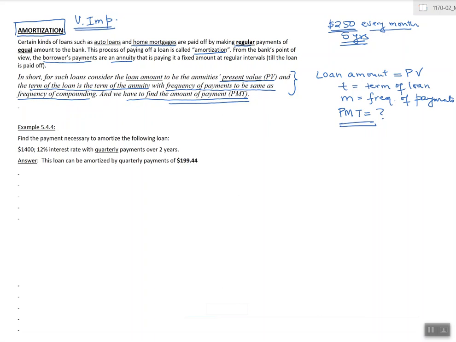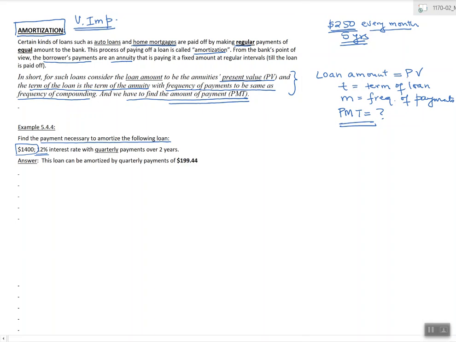So let's look at an example of amortization. We want to find the payment necessary to amortize the following loan. The loan amount is $1,400, the interest rate is 12%, and it's quarterly payments over 2 years. So what should be the quarterly payments?